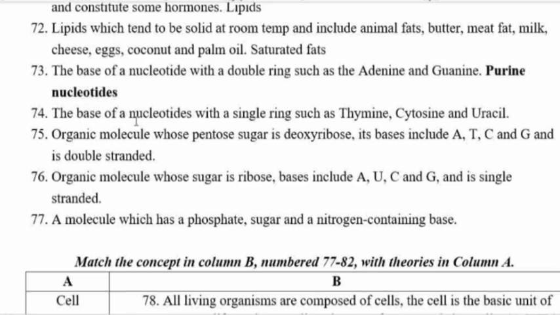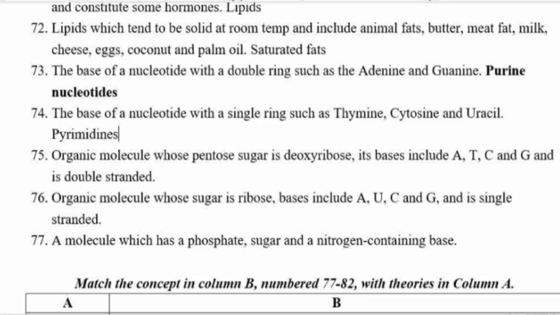Let's talk about that. Question 74. It says the base of a nucleotide. So this question is supposed to be something like this: the base of a nucleotide with a single ring, such as thymine, cytosine, and uracil. So thymine, cytosine, and uracil, you know them to be pyrimidines.